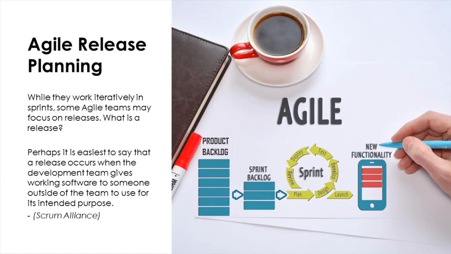So while they work iteratively in teams, some Agile teams may focus on releases. So what is a release? The Scrum Alliance tell us perhaps it's easiest to say that a release occurs when the development team gives working software to someone outside of the team to use for its intended purpose. Now, the Scrum Alliance go a lot further than this in documentation, but the bottom line is a release is when you say to someone, here, go, use this.